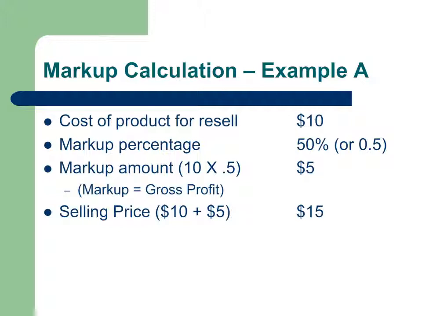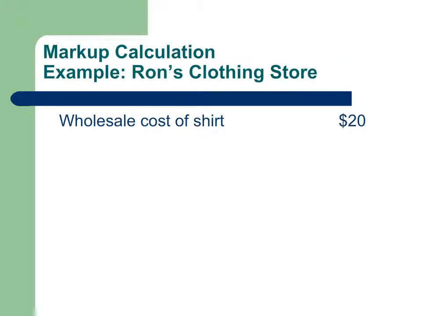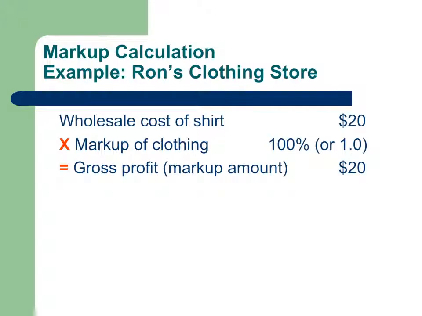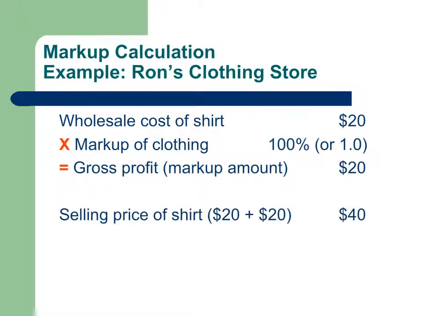Ron owns a clothing store. He buys men's dress shirts at $20 each. He marks all of his clothing up 100%. Ron will start with the cost of $20 and multiply it by 100%, or 1.0, to find his gross profit of $20. Gross profit of $20 plus a cost of $20 equals the selling price of $40. Again, to get the selling price, add the markup or gross profit to the cost. Business owners often use markup to determine the selling price.